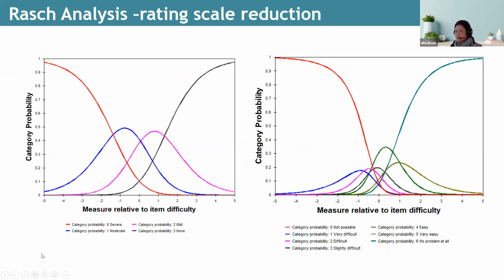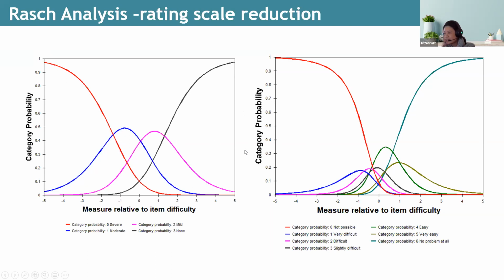And I talked about the rating scale reduction. For example, for this item on the left, there are 4 rating scales. The 0 represents severe, in the red line. The 1, which is moderate, is represented in the blue line. The pink one is mild, and the black one is none. The ideal is seeing quite nicely separated and distinguishable lines for each response level. They are supposed to have about the same height as well, representing the proportion of people who answered that one. So it has a nice separation ability.